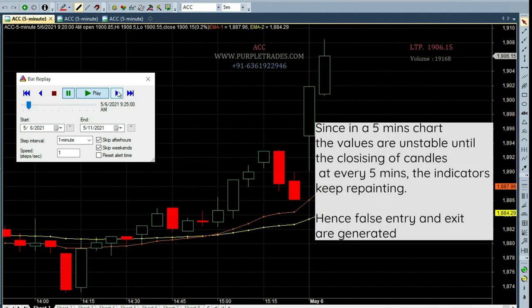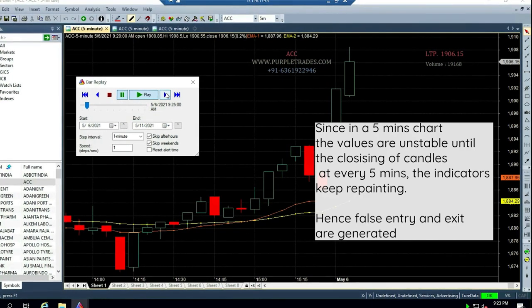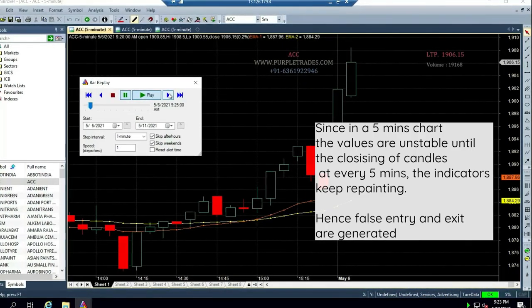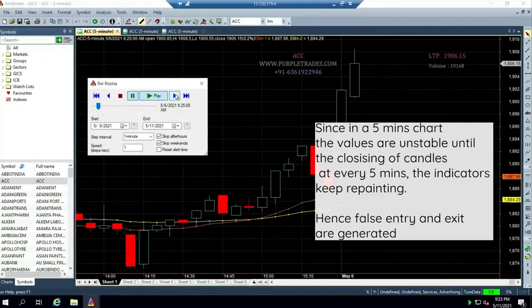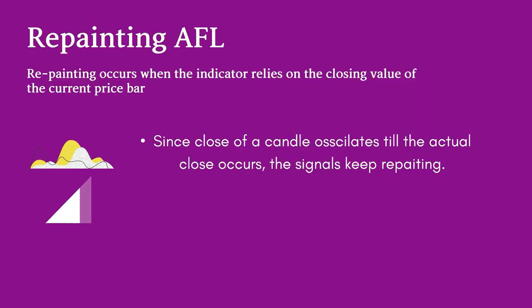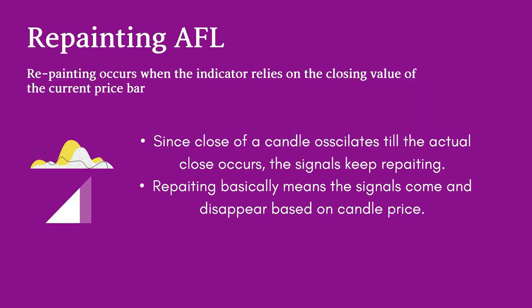That means these values are not stable until the candle is completed, and since they are unstable, they are called repainting indicators. That means they can sometimes generate false entry and false exit. So repainting basically means the signal comes and disappears based upon the candle price. I'll show you in detail about repainting as well.